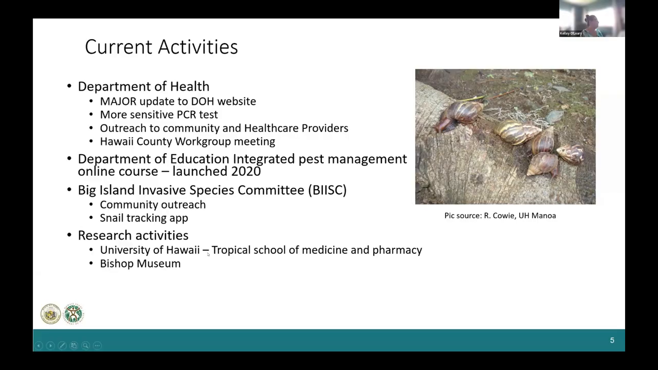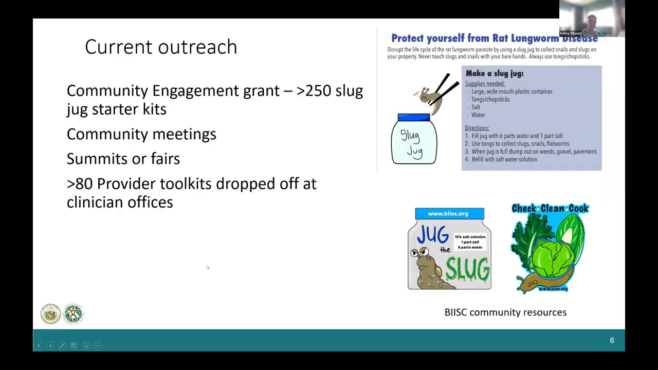It's ongoing, with our University of Hawaii partners, and then Bishop Museum, which I didn't know did research, but they do. So, our community engagement grant, I'll have some pictures about our slug jug starter kits. We were able to procure a $10,000 community education grant, so we're having some fun with that, really trying to get out there and talk about strategies to reduce slugs and snails.